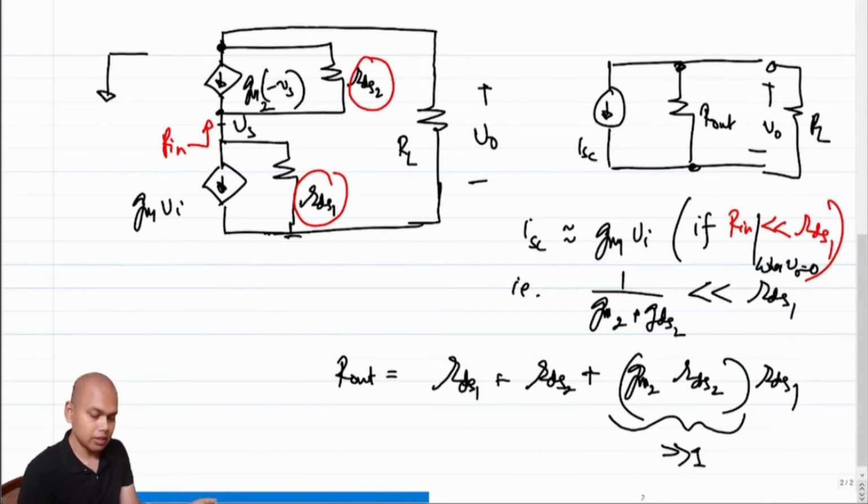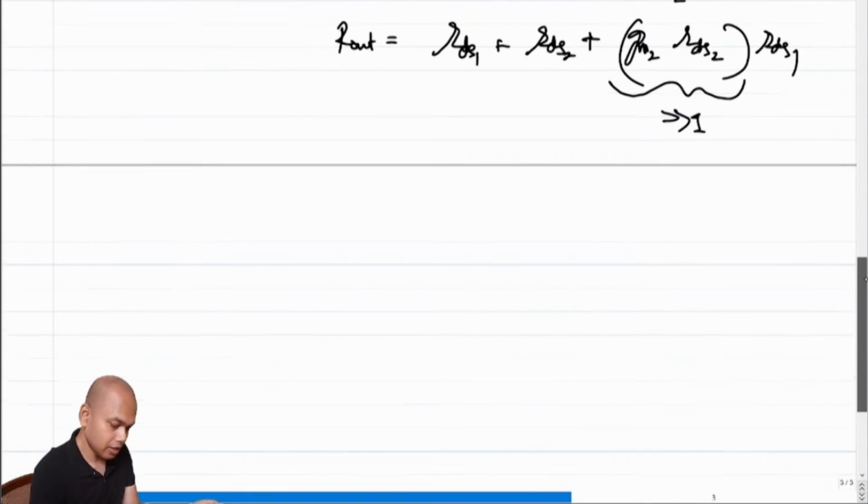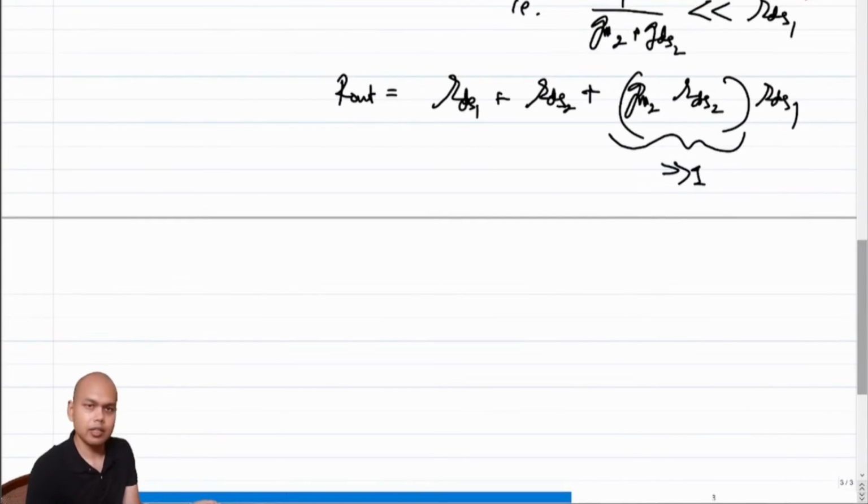And then we further argued that it is expected that in saturation this term, GM2 times RDS2, will be much greater than 1, because ultimately in saturation we want an amplifier to behave like a transistor, almost like a voltage controlled current source, which means its output impedance should be closer to infinity. Infinity is not possible, but the output impedance should be very high, and also we are expecting GM to be very high, so we are expecting GM times R to be very high. So it is expected that GM times R should be much greater than 1.